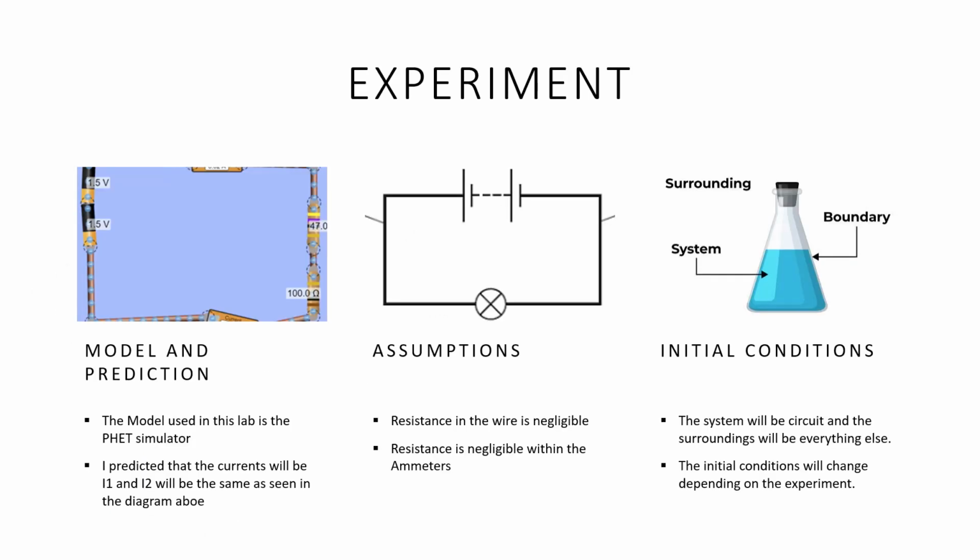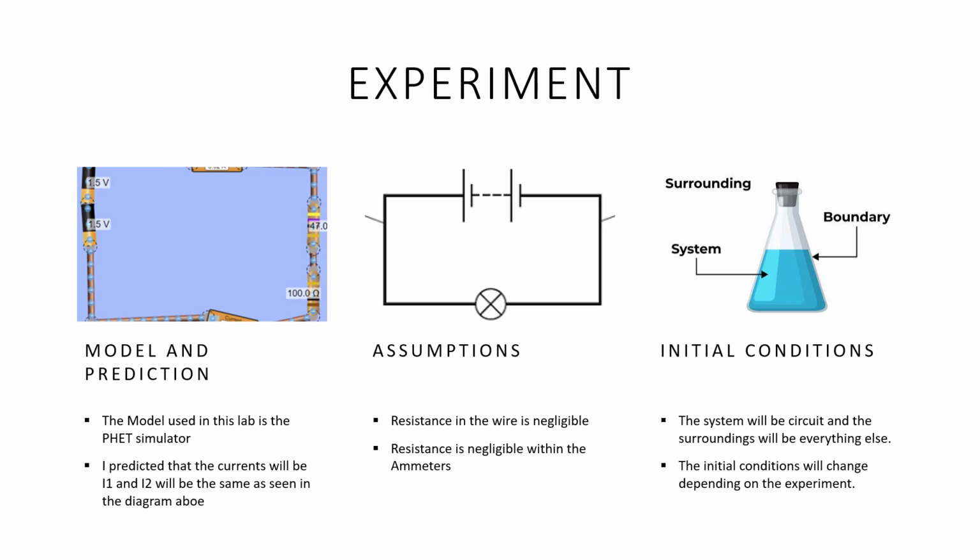Now then, the actual experiment. First we have the model and the prediction. We have a little image of the model, and essentially we'll be using a PhET simulator for it. I predict that I1 and I2 will be the same as seen in the diagram above. Yeah, they'll be the same. They should be about 0.02. Sorry, the image got cut off a little bit.